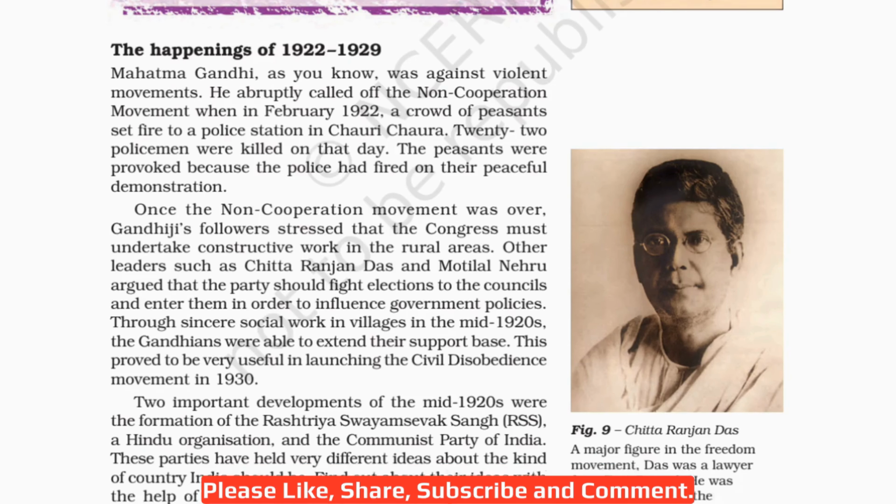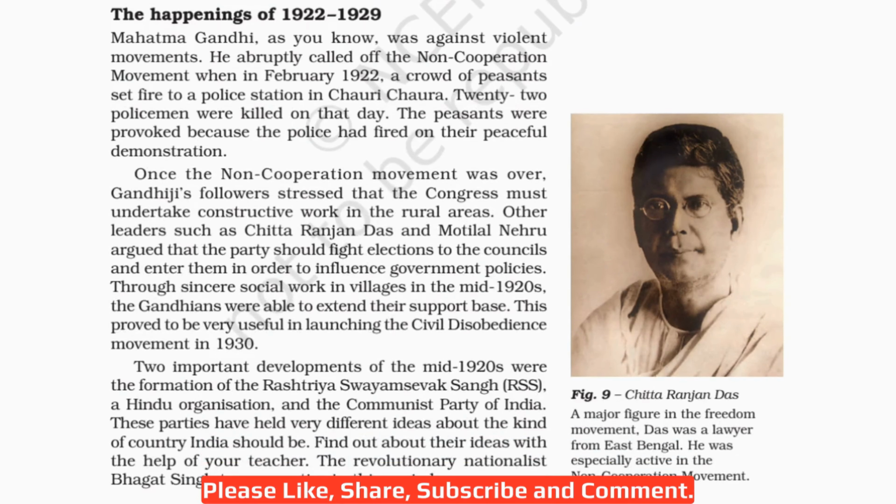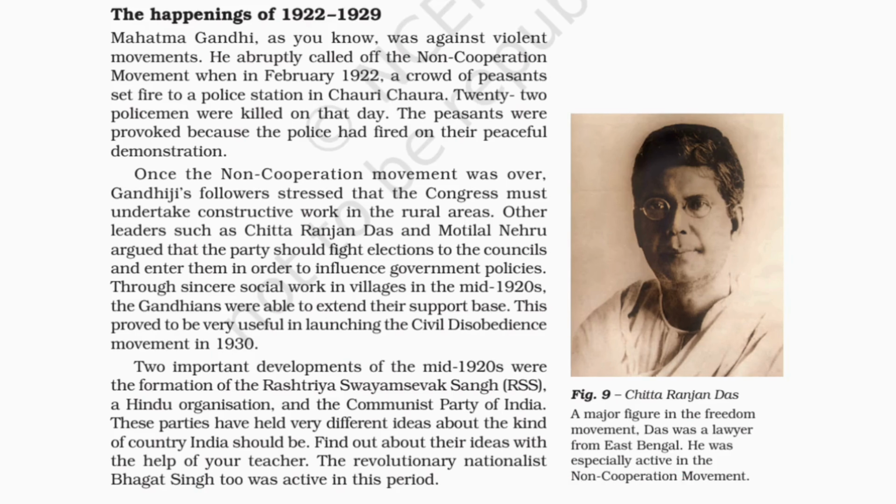Now, once the non-cooperation movement was over, Gandhiji's followers stressed that the Congress must undertake constructive work in the rural areas. Other leaders such as Chittaranjan Das and Motilal Nehru argued that the party should fight elections to the councils and enter them in order to influence government policies. Through sincere social work in villages in the mid-1920s, the Gandhians were able to extend their support base. This proved to be very useful in launching the civil disobedience movement in 1930.